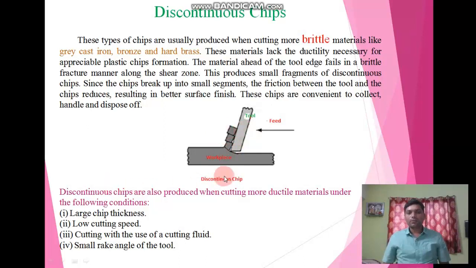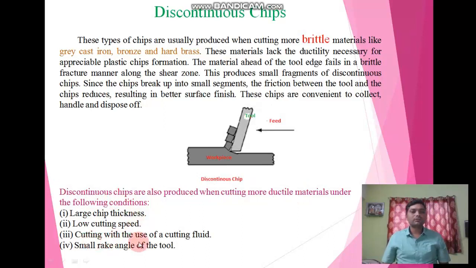Here we have some discontinuous chips in ductile material also, but there are some conditions under which discontinuous chips are formed in a ductile material. The first condition is when we use a large chip thickness ratio in case of ductile material, then also we get discontinuous chips. The second is when we use a low cutting speed for a ductile material, again we get discontinuous chips.